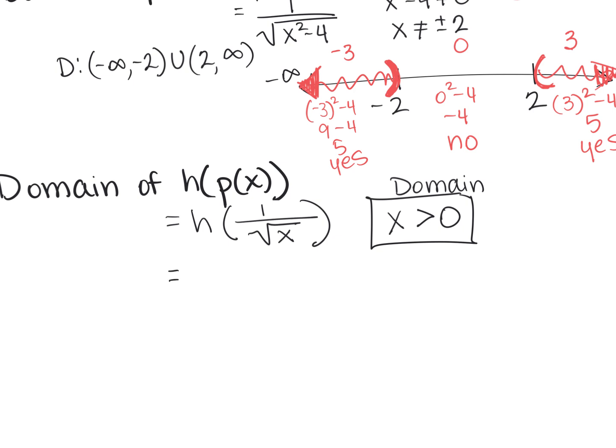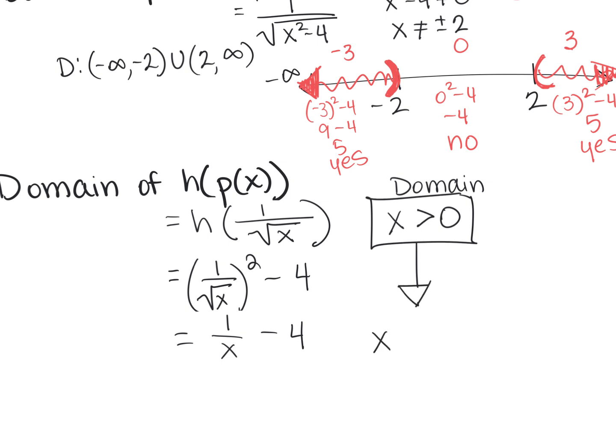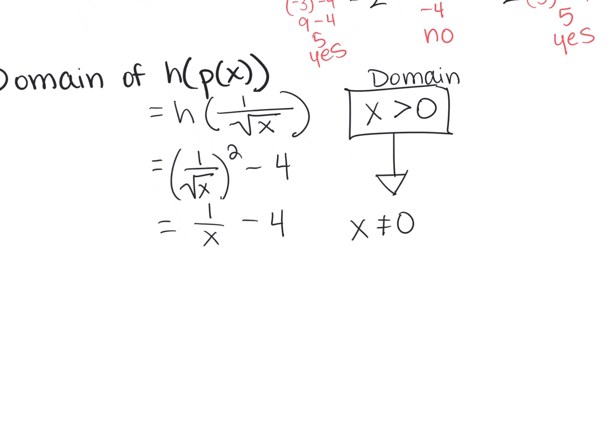So then I'm going to plug this into x squared minus 4. So 1 squared is 1. The square root of x squared is x. And then this is negative 4. So this domain comes down. And when I'm looking at this new equation, it just says that it can't be equal to 0, which was what we already had. We know that it's greater than 0, so it can't be equal to 0.